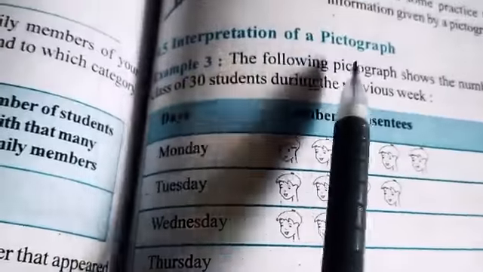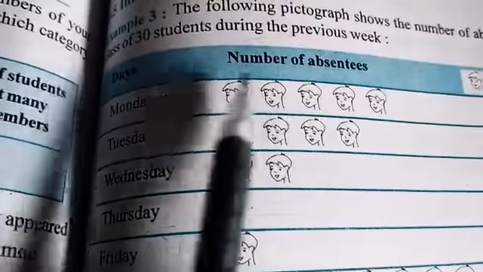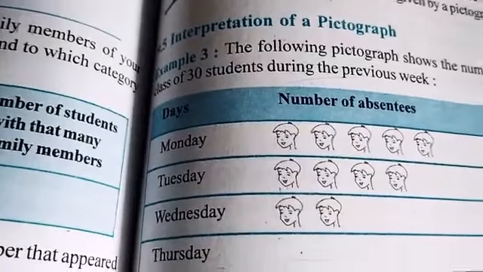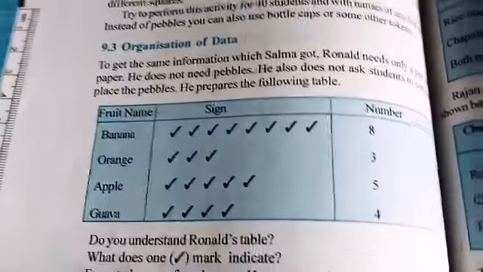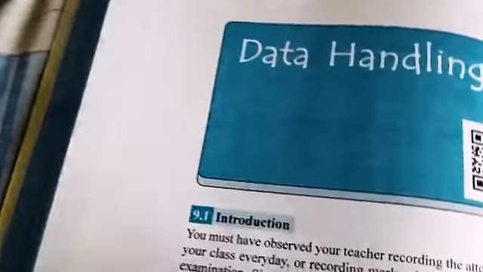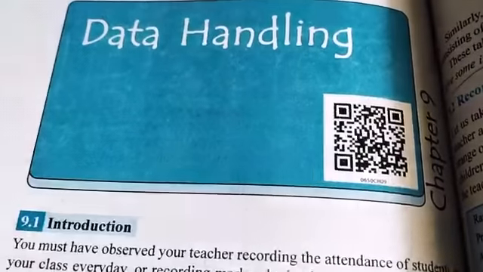So in this way you can do the interpretation of a pictograph. This becomes easy for you to understand. So this is the introduction part of chapter number 9, data handling. Just go through this chapter.